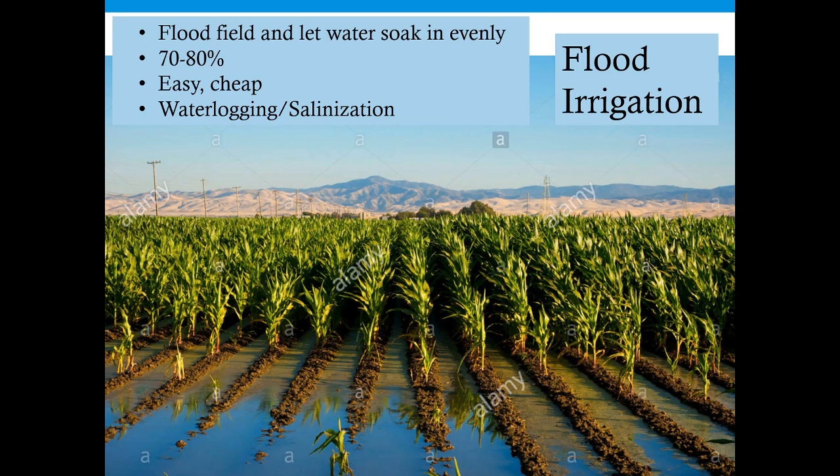Another method is flood irrigation. You flood the field, you let the water soak in evenly. It's 70 to 80% efficient. It's easy, it's cheap, but again, it leads to waterlogging and salinization.